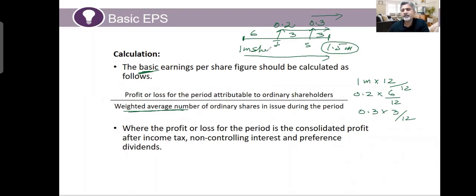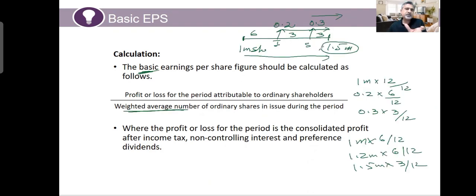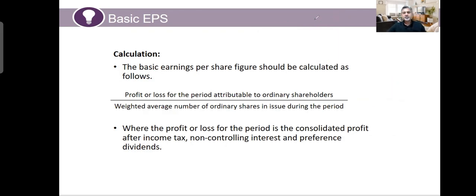Another way of doing it, you can say 1 million into 6 by 12, 1.2 million into, again, 6 by 12, and 1.5 million into 3 by 12. So there are different ways of calculating it. But in the end, what you need to see is how many shares remain for how many months within the business. The profit or loss for the period is consolidated profit after income tax, non-controlling interest, NCI, and preference dividend should also be taken away. You should take away that as well.